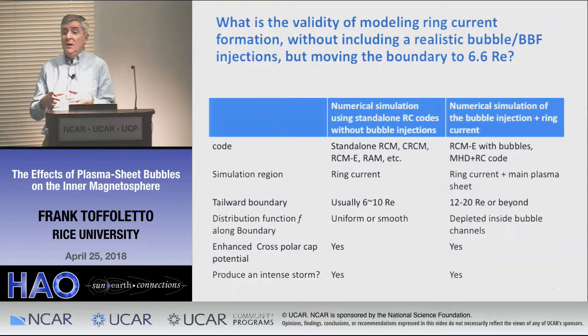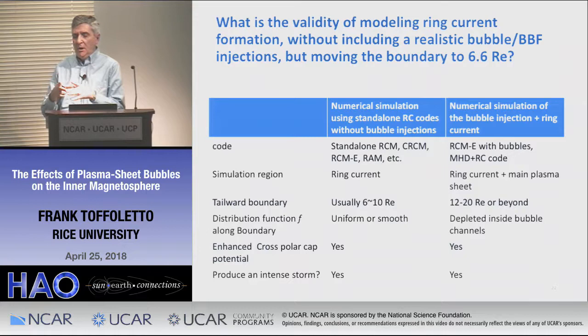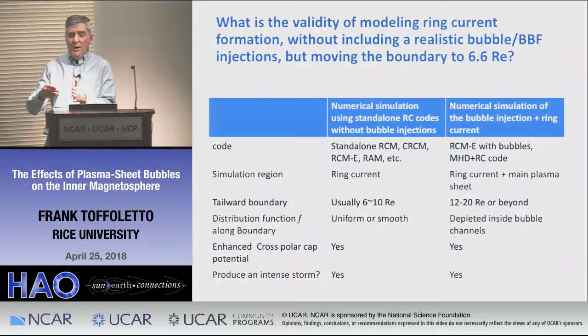So the idea is, if you had a ring current model at 6 RE without bubbles, do you still get a ring current? And if you have an RCME where you place the boundary outside, do you get a ring current? The difference is that in the region between 15 RE and 6 RE, the bubbles usually make their way into the inner magnetosphere, and they start the gradient curvature drift and dissipate within the background because of the strong gradient curvature drifts.